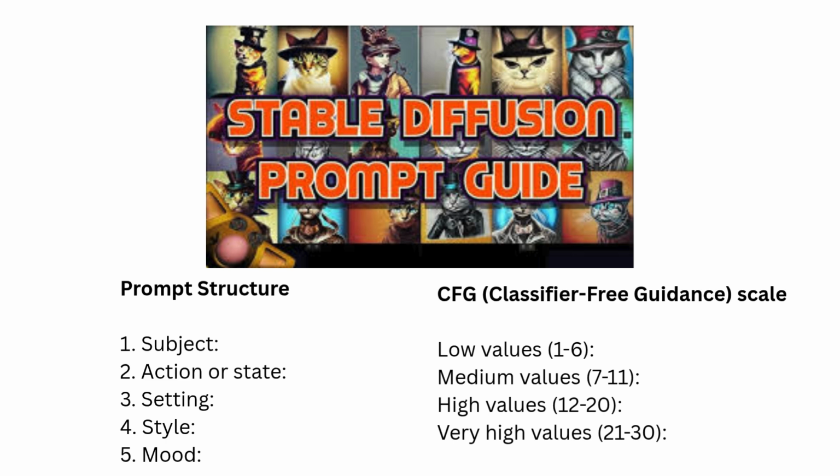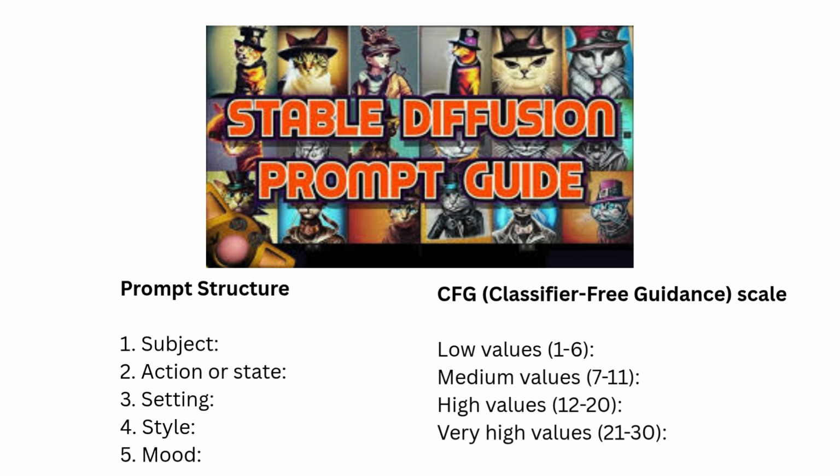Next, you can include a CFG scale that typically ranges from 1 to 30. Low values, 1 to 6: the AI has more creative freedom, potentially producing more varied but less prompt-accurate results. Medium values, 7 to 11: a good balance between prompt adherence and creativity.